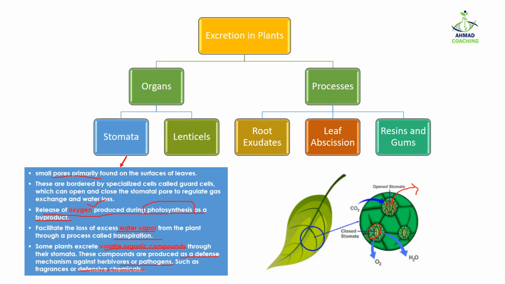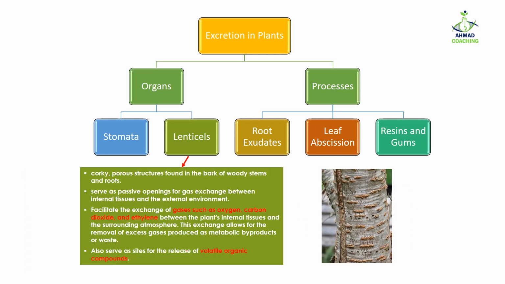Along with this, carbon dioxide is also removed by stomata. The carbon dioxide is actually produced by the process of respiration, and it is produced during the night, not during the morning time. So stomata are involved in the removal of oxygen, carbon dioxide, water as well as volatile organic compounds.